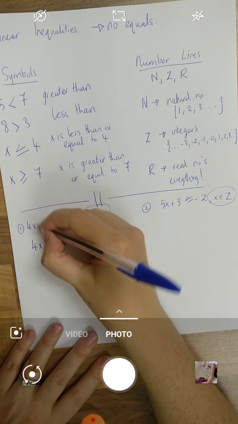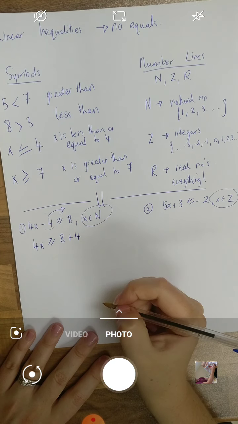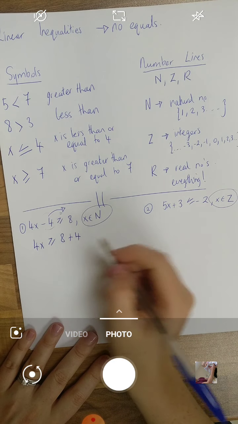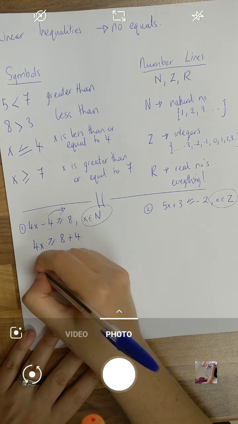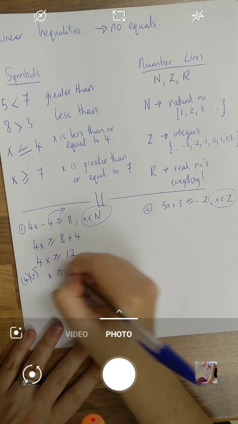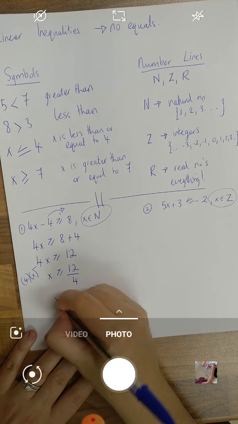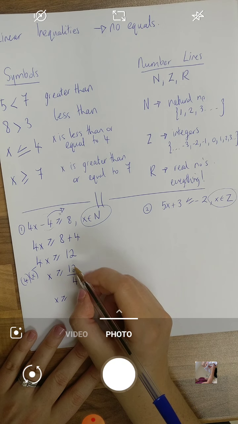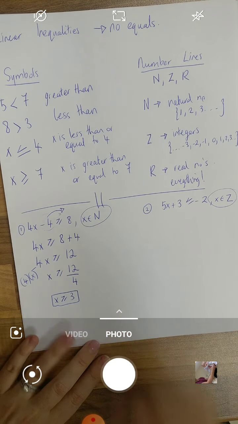And when I was subtracting 4 on the left, when I move it over, we're going to be adding 4. So 4x is greater than or equal to 8 plus 4, which is 12. Remember, 4 times x, and when we move times to the other side, it becomes divided by 4. So x is greater than or equal to 12 divided by 4 is 3. So this is your answer.